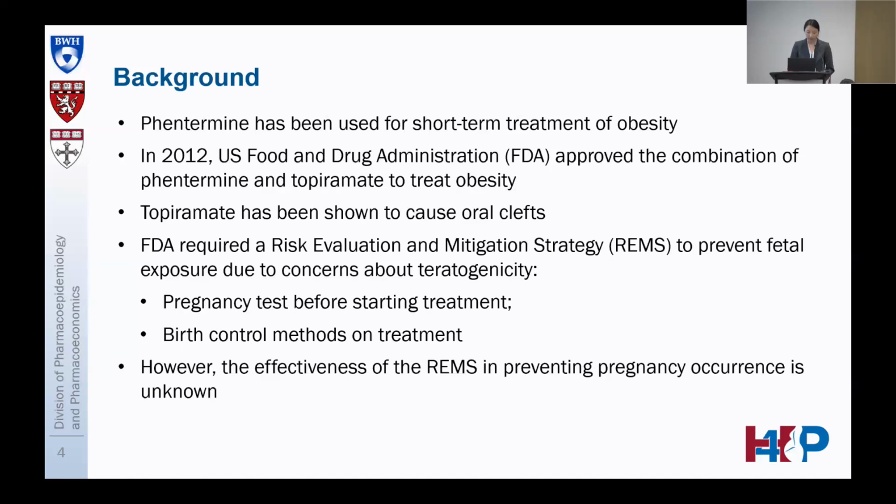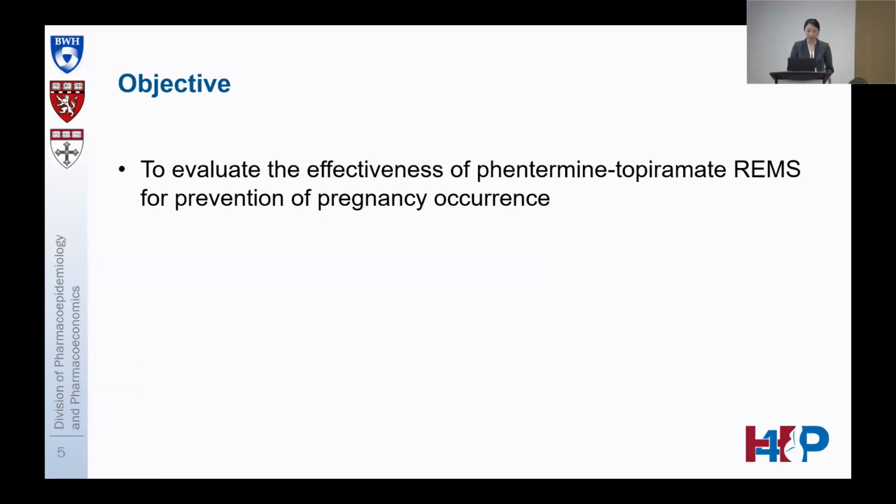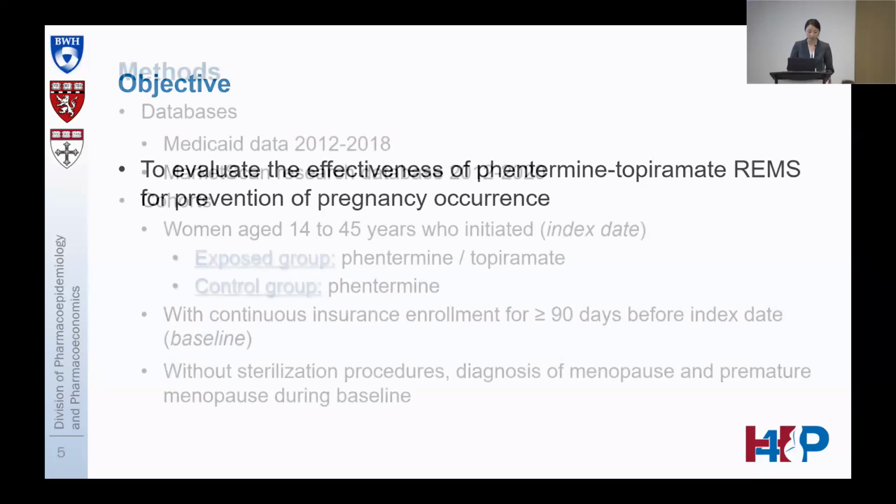Pregnancy tests were required for patients before they start the combination treatment, and they are also required to have monthly pregnancy tests. In addition, birth control methods are also required while the patients are on treatment. But we are not really sure how effective the REMS is in preventing pregnancy occurrence among the patients using the combination treatment. So the objective of this study is to evaluate the effectiveness of the phentermine topiramate REMS for prevention of pregnancy occurrence. So we will use quite a similar design compared to the previous two studies as well.